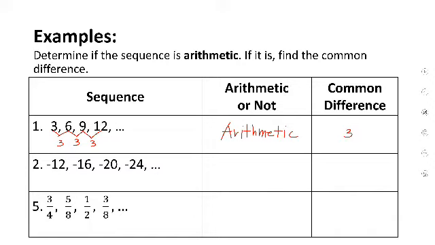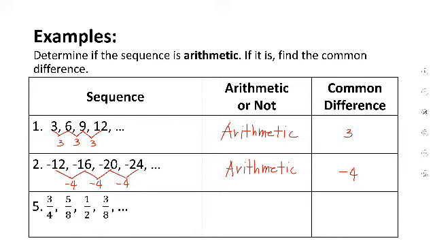Let's have the next example. So negative 16 minus negative 12, we have negative 4. Negative 20 minus negative 16, we also have negative 4. And then negative 24 minus negative 20, we have negative 4. When you look at the differences, they're all the same, they're all common. And so therefore, we can also say that negative 12, negative 16, negative 20, and negative 24 is an arithmetic sequence. And as for the common difference, we have negative 4.